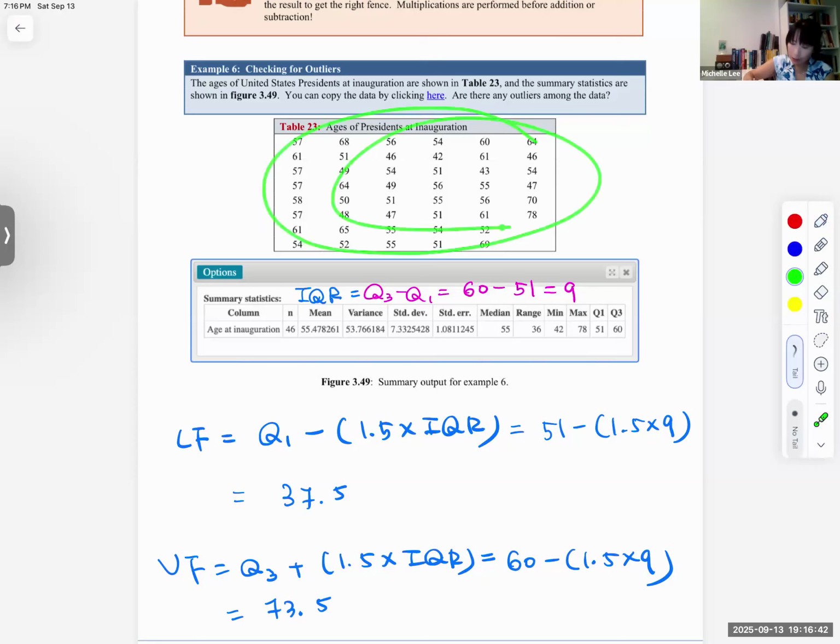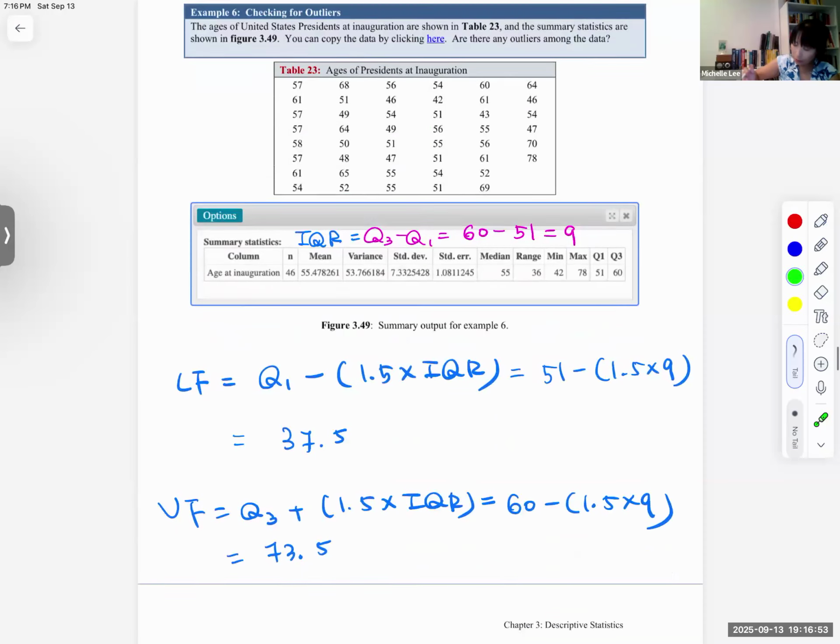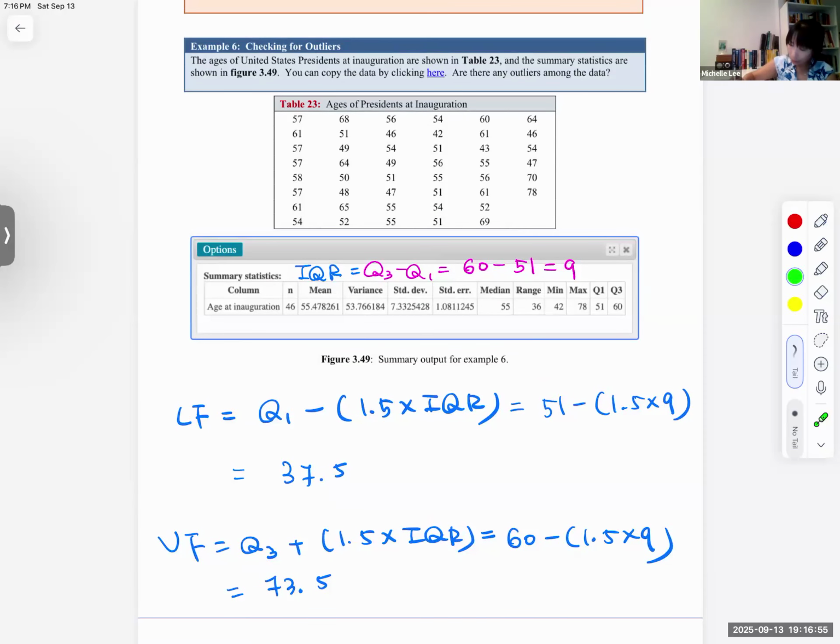Which data value is below 37.5? Which data value is more than 73.5? So is there any beyond the lower or upper fence, right? So there is none. So let me make one more page.